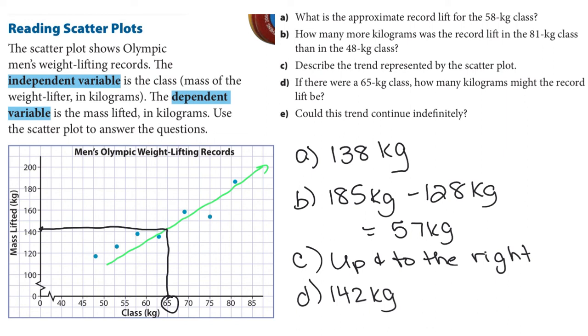And the last one is, could this trend continue indefinitely? Obviously it couldn't, because there's going to be a plateau of how big the weightlifters are. It's not going to continue to go up forever. There's also going to be a plateau of how much they can lift. That's not going to continue to go up forever either. So obviously it can't continue to go up and to the right forever.